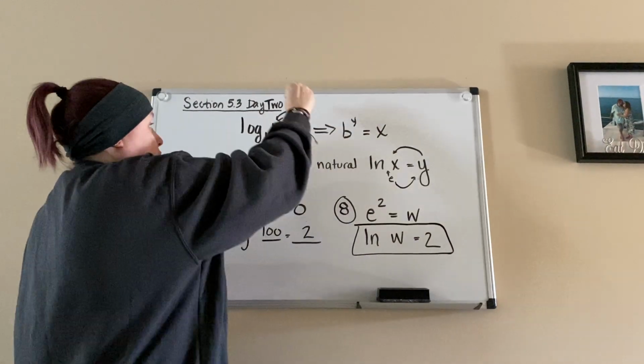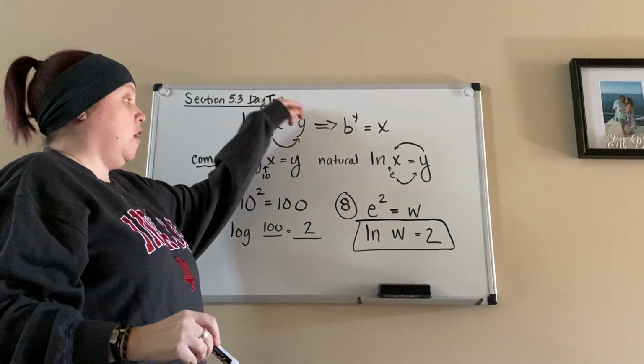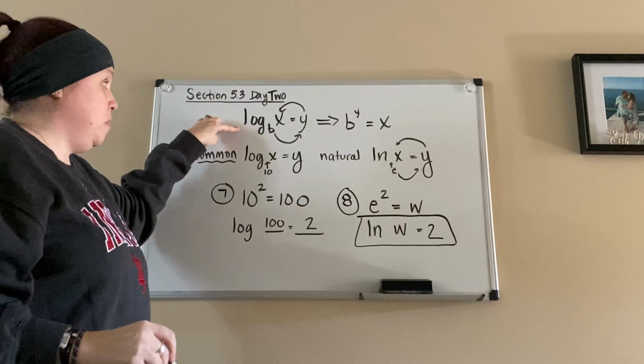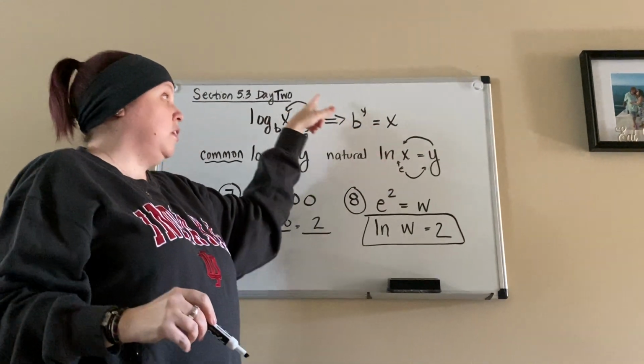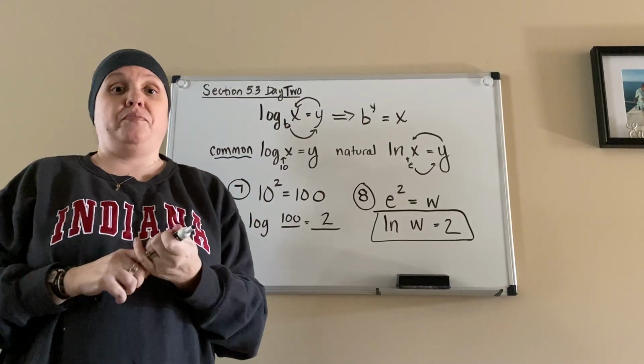So those are the 2 things you're going to do today. It's all going to involve reading around the circle of the logarithm. You're going to take a logarithm, write it exponentially. You're going to take an exponential, write it as a logarithm.